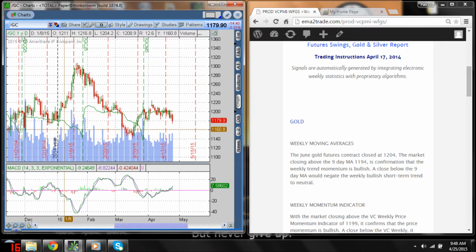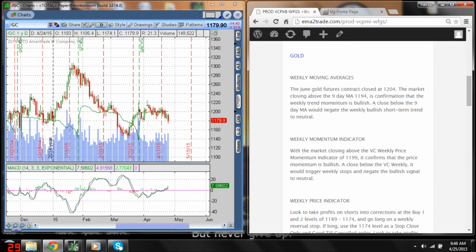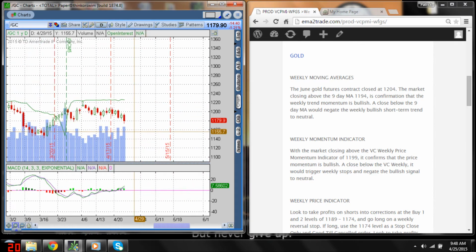On the 17th, which is right here on this green bar, the market closed above the moving average of 1194, so it was bullish, and the weekly moving averages were indicating a bullish tendency. But it also told you that if the market was to close below the 9-day moving average of 1194, the sentiment would negate to neutral from bullish. And as we came in on Monday, the market closed at 1195.80.